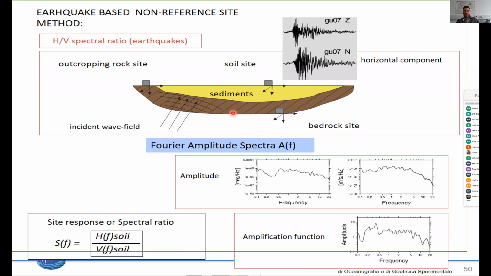So I repeat, we have only one station. You see, it's different from before. These are the recordings on the Z and horizontal components at the same station on soil. We calculate the two spectra, and we calculate the spectral ratio for the same station for two different components, the horizontal and the vertical one. Okay? And tomorrow we will go further.